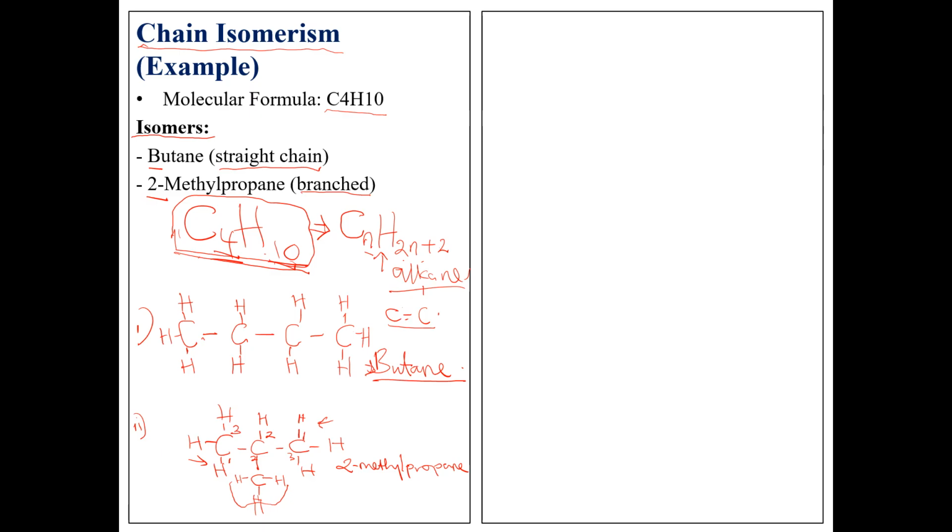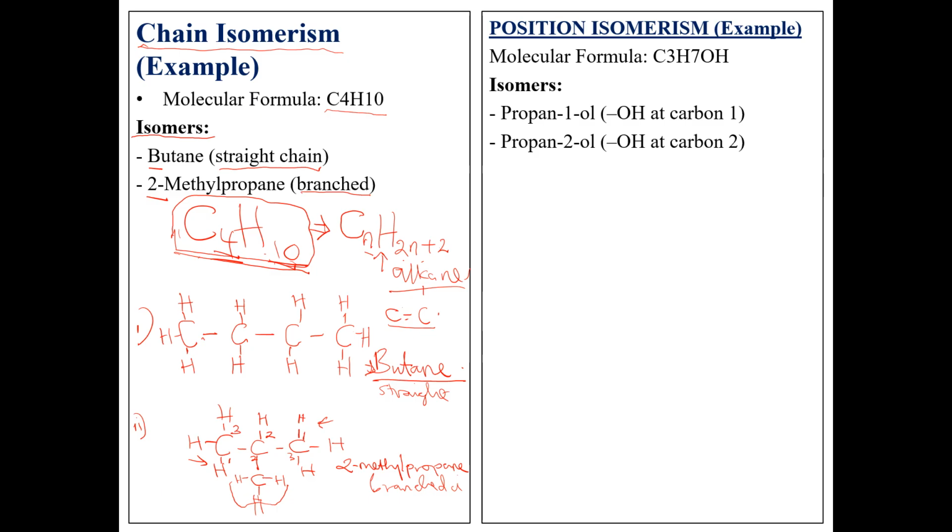This one has a straight chain. And then this one has a branched chain. So that's the one which explains to us the chain isomerism. Let's look at the second one, which is the position isomerism.